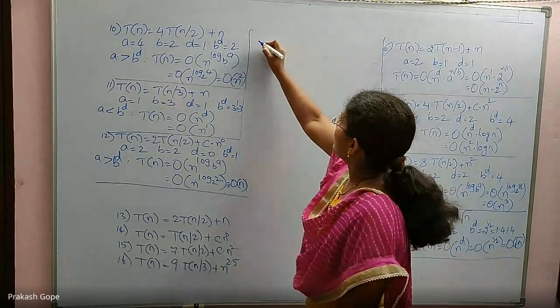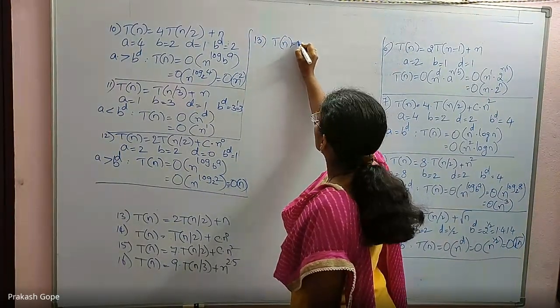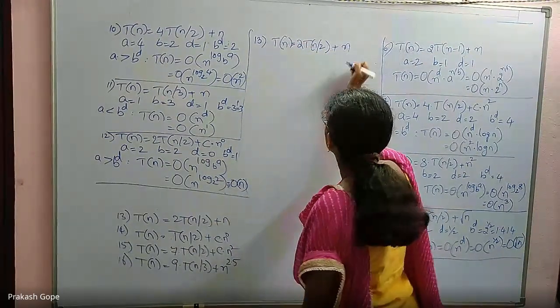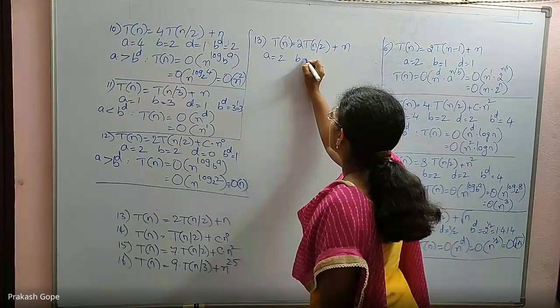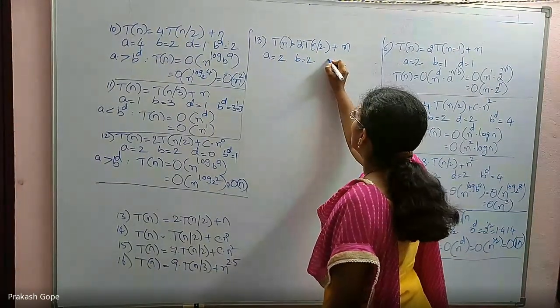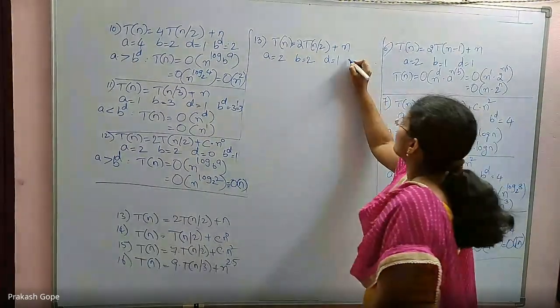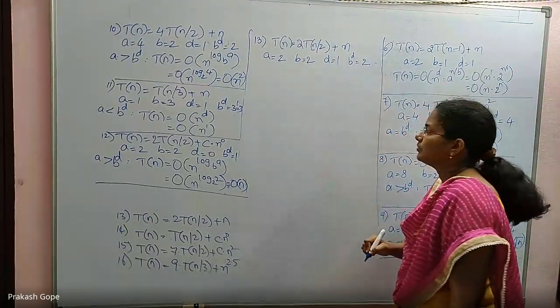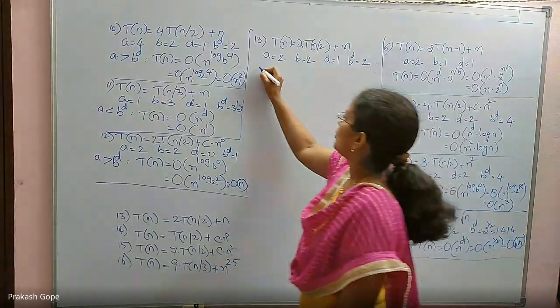Question number 13. T of n is equal to 2 into T of n by 2 plus n. So A is equal to 2, B is also 2, D is n power D, D is 1. So what is B power D? 2 power 1 is 2. A is also 2, B power D is also 2, which means A equal to B power D.